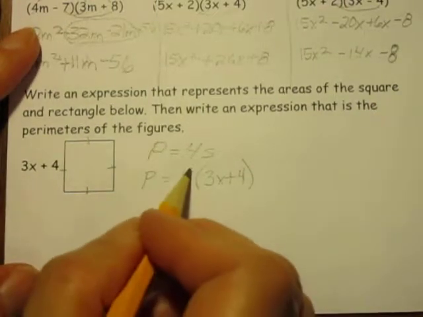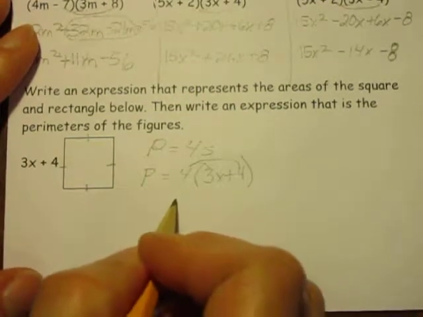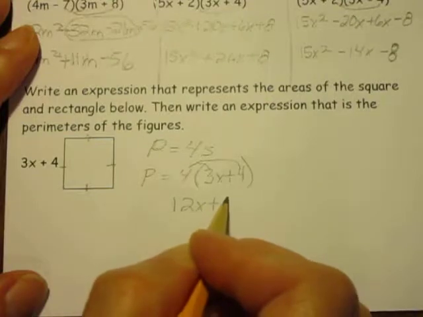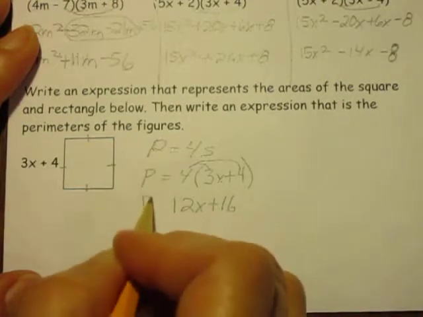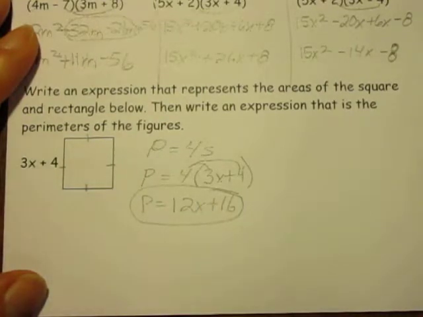And then I could go ahead and distribute that through. So now you're using your algebra skills with polynomials. So that would give you 12x plus 16. So the perimeter would be equal to that expression there. So they've tested you in 2 skills there.